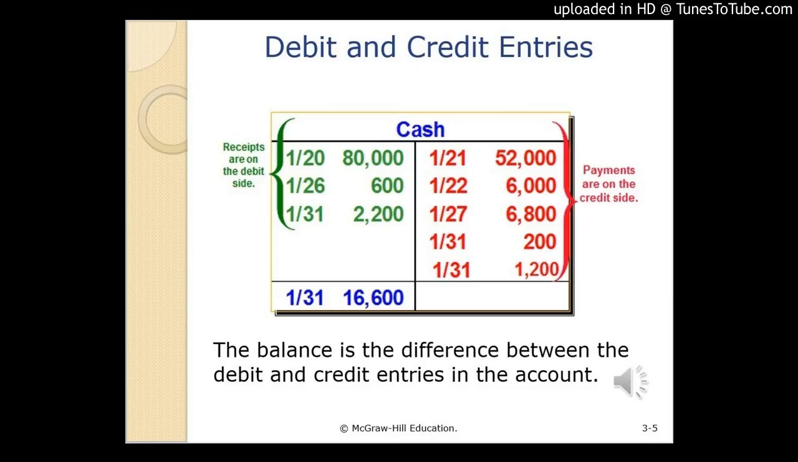On the liability side, this is a mirror image. A credit will increase a liability account, and a debit will decrease a liability account. But cash is an asset account. Cash is something a business can have.